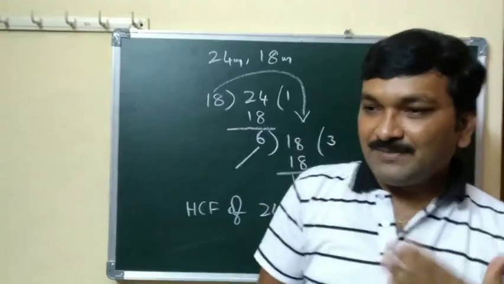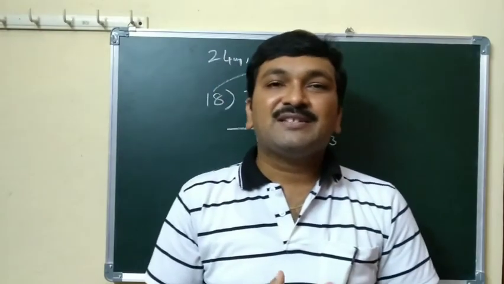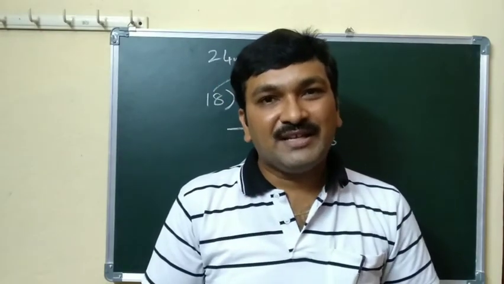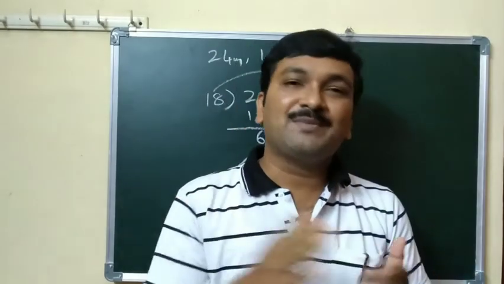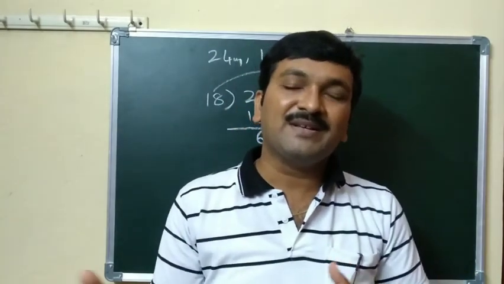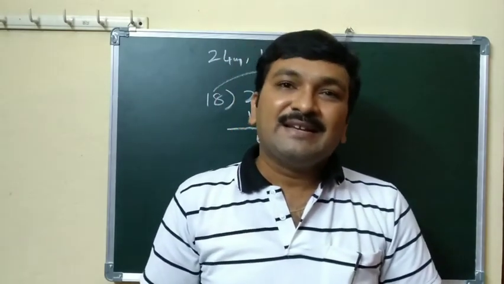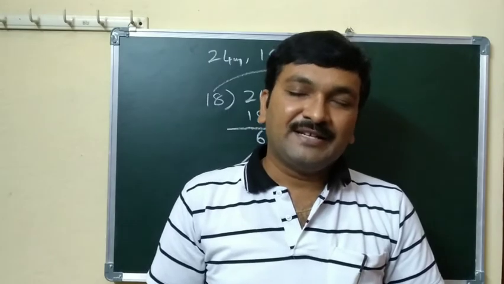If we come for the multiplication, in multiplication, 1 is a multiplicative identity element, means any number into 1 leaves the same number. The result is that number, means what we are multiplying, that number only we will get. So that's why 1 is a multiplicative identity element.